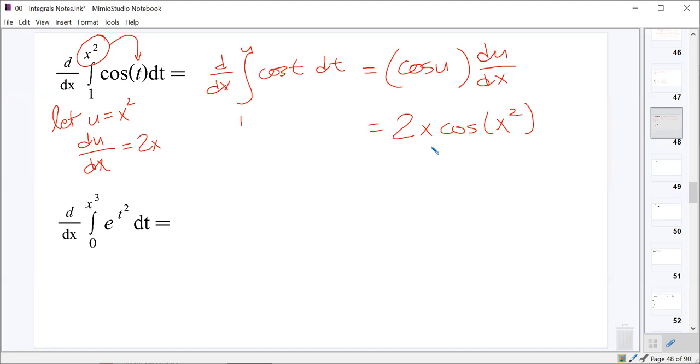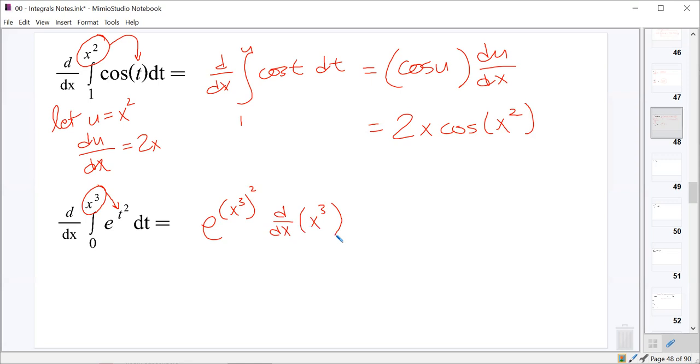I've now got a derivative with respect to x of an integral from 0, a constant, to x cubed of a function, e to the t squared. So I'm just going to plug this x cubed in as the t, but then multiply by the derivative of x cubed. So it's going to be e to the x cubed squared times the derivative of x cubed.